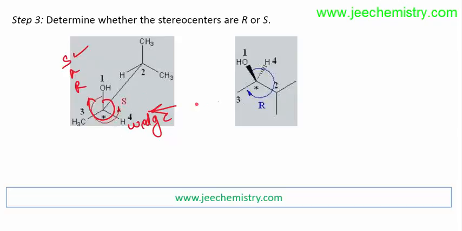Here S is shown. Now for this one, the OH group already occupies a wedge position, so the H will definitely be in the dash position. So the fourth priority group H is in the dash position. This is fine.